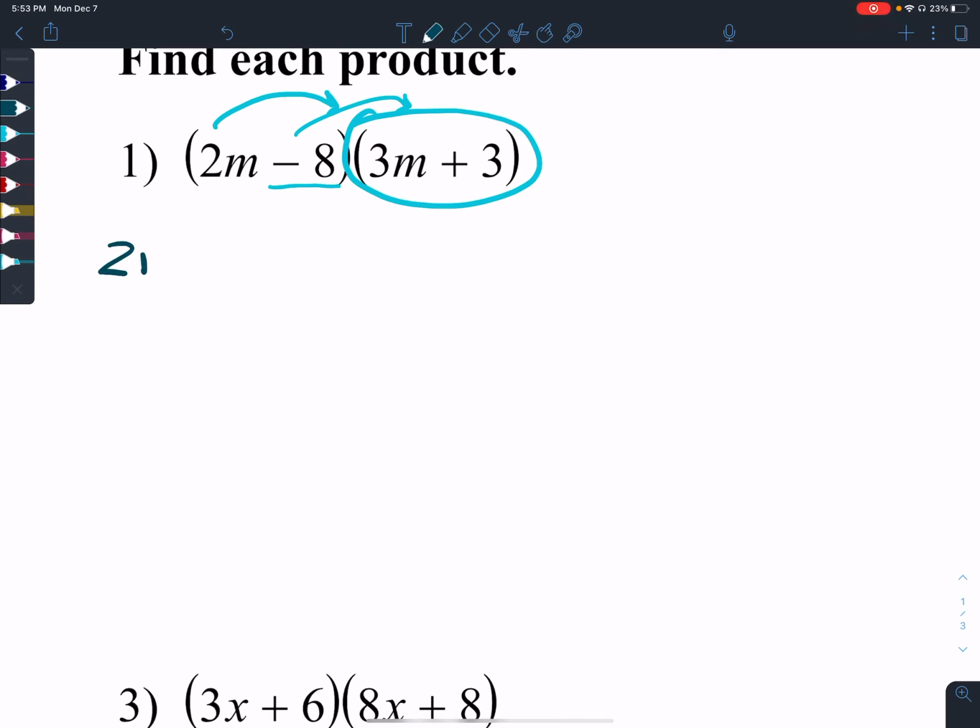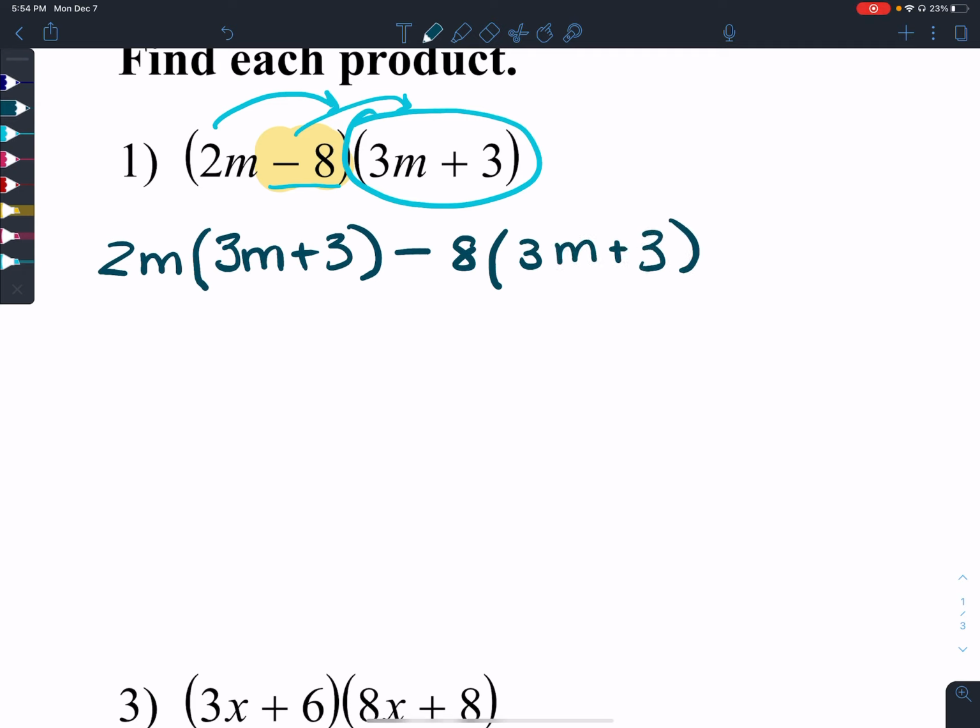I have 2m multiplying the entire second bracket, so 3m plus 3. And then we have the second term, and we have to be careful here with that negative 8. Remember that the negative belongs to the 8. So here we're writing minus 8 times, and then again that entire second bracket, so times 3m plus 3.